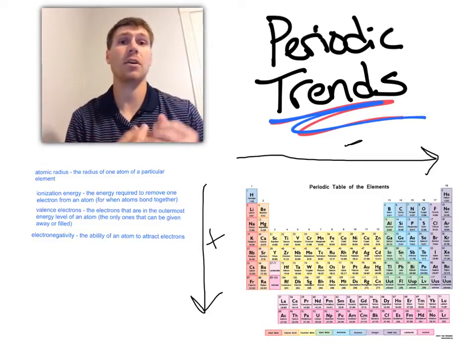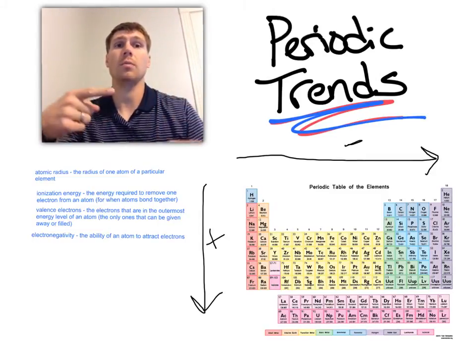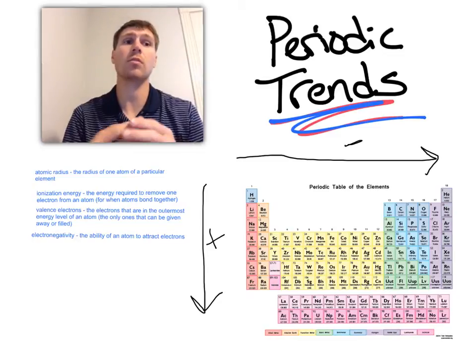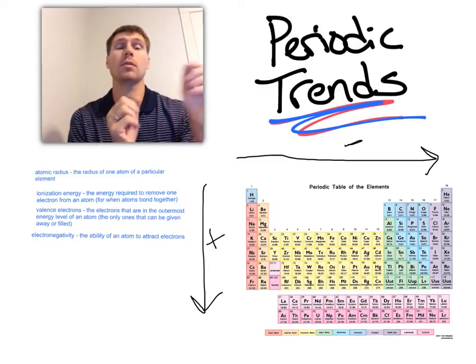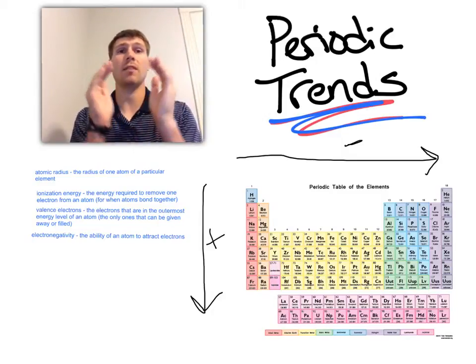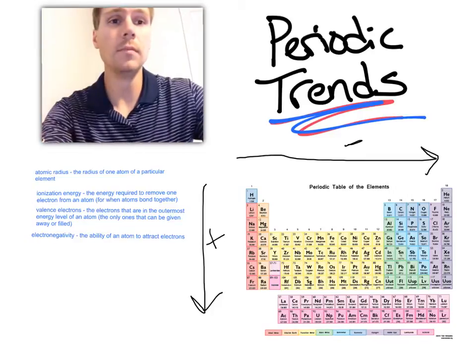Okay, and that's kind of our atomic radius trend. We get bigger as we go down a group, and we get smaller as we go across the table. Okay, again, because of how much the electrons pull, and down they get bigger because we have more and more and more energy levels. All right, next one.